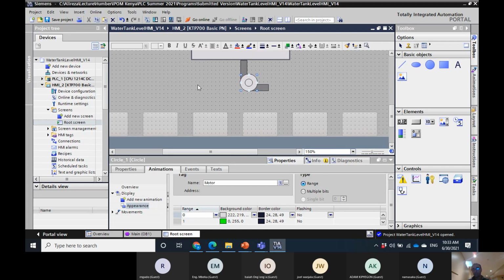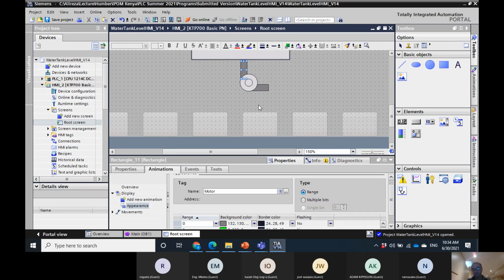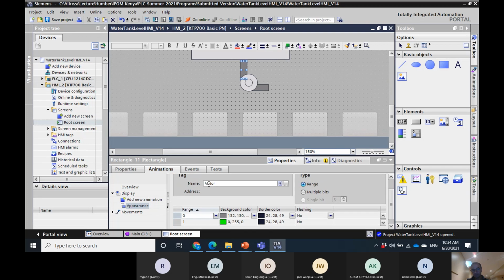So this is how we can change the color of the objects when the motor is on or off. Or even for this part, this pipe, the symbol of the pipe. Okay, this is a schematic of the pipe. It is also connected to the motor. If the motor is on, the color becomes green. If the motor is off, the color is dark gray.